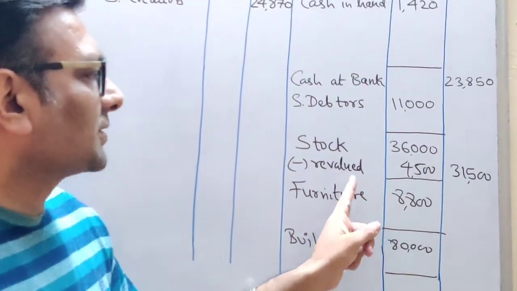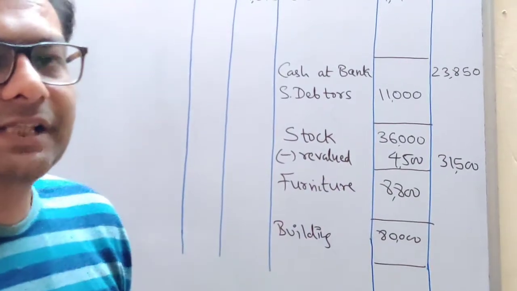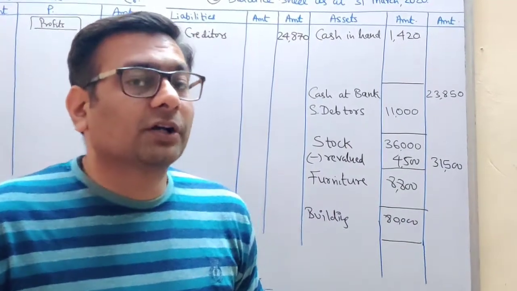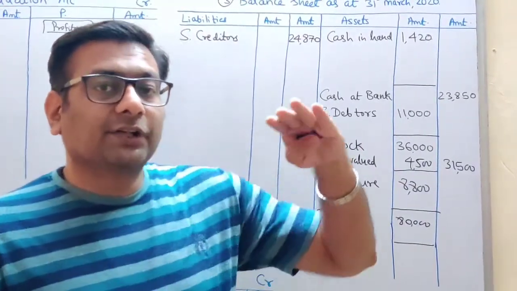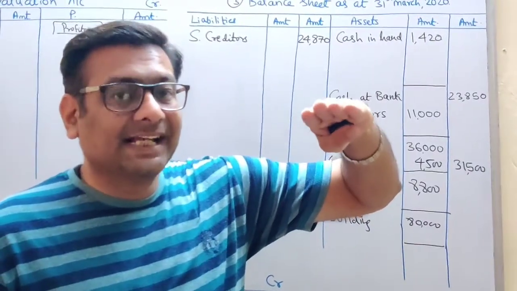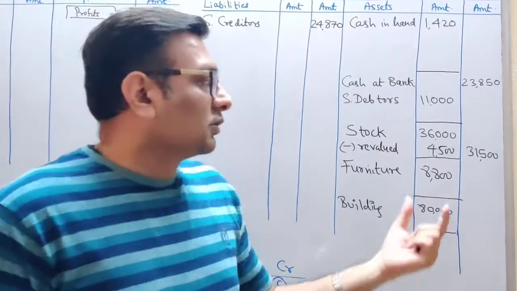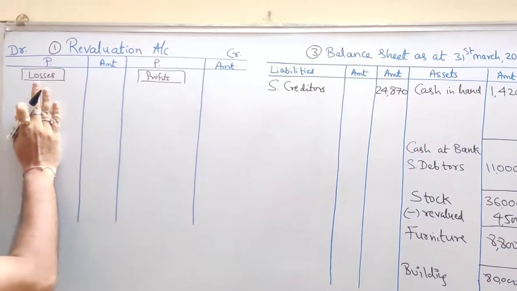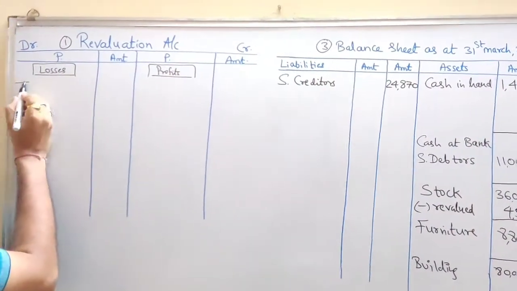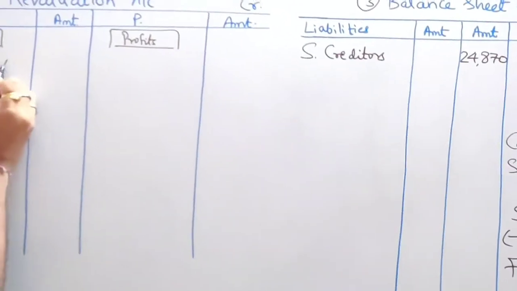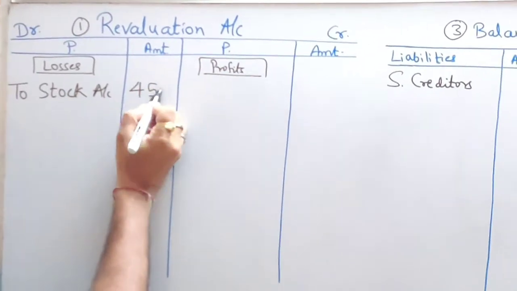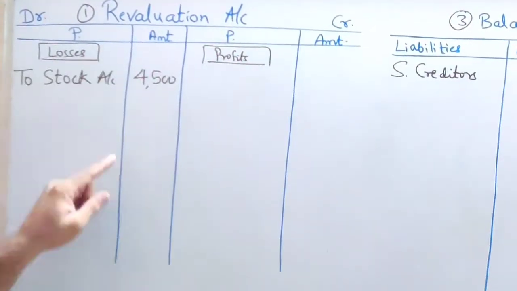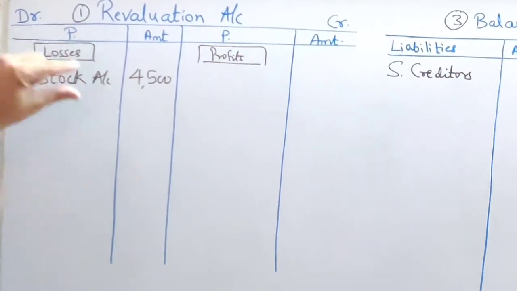So where to give the second effect, students? Is your asset increasing or decreasing? If your asset is decreasing, tell me, is it a profit or loss? It's a loss. Whenever the value of property, the value of assets, is falling, it's a loss. So where to record this loss? Where to show this loss? In the revaluation account. So you will record the loss on the debit side, debit all expenses and losses, to the stock account. There is a loss of rupees 4,500. Your asset got reduced by 4,500, so the loss is also 4,500.